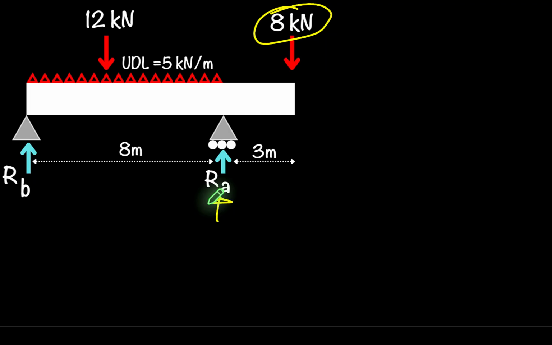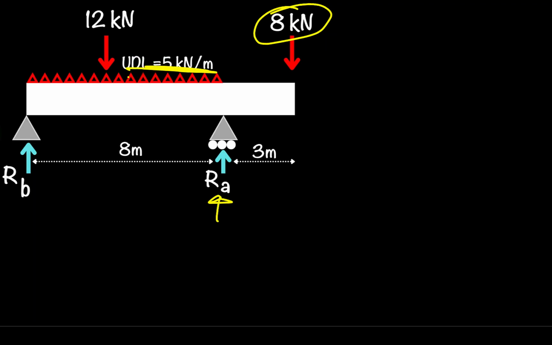Now, the first step is to convert the UDL to a point load. So the UDL you see right here, that's 5 kilonewtons per meter over the full 8 meter span from point A, RA, to RB. So we can say then that the total load is going to be 5 times 8. And that's going to give us 40 kilonewtons.